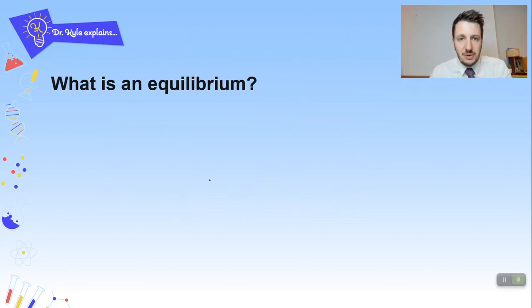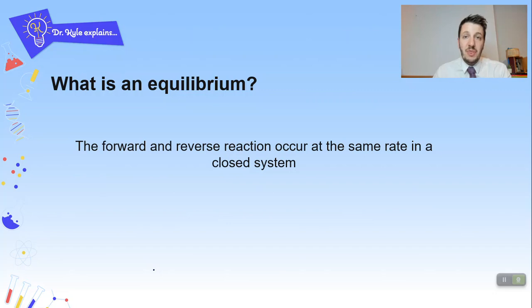Okay, so what is an equilibrium then? In an equilibrium, the forward and reverse reaction occur at the same rate in a closed system. Now you need to know what a closed system is, and that's just a system where nothing can enter or leave, or nothing can escape from the reaction. It's really important to remember that they are occurring at the same rate in a closed system. That means that when you are making the products, you're making the reactants at the same time.